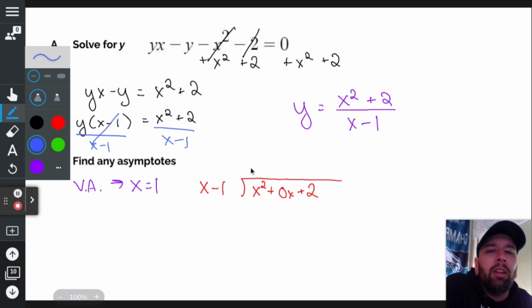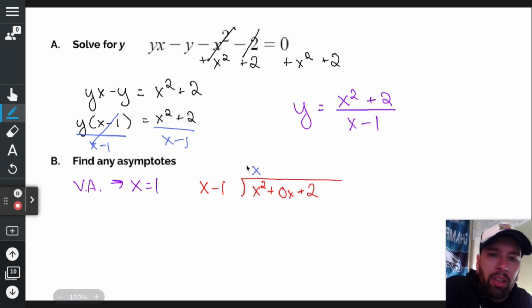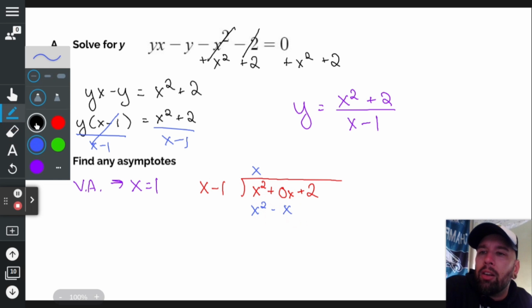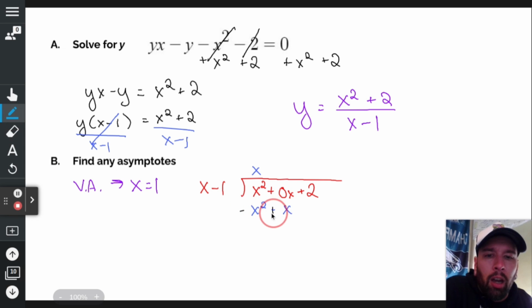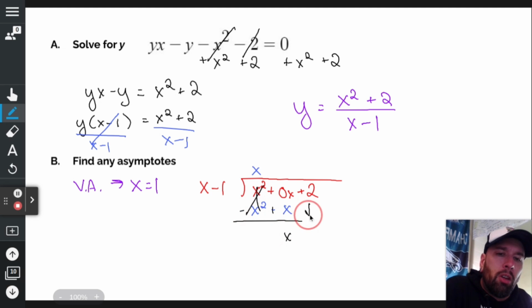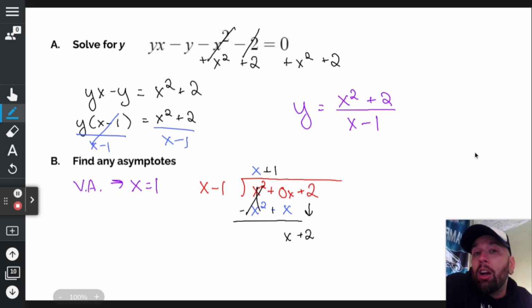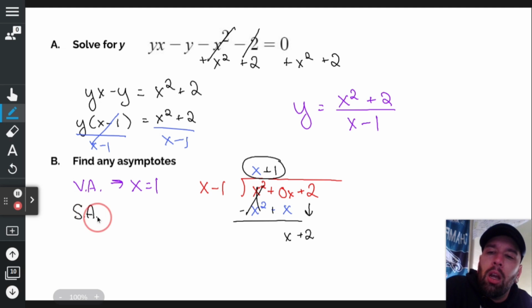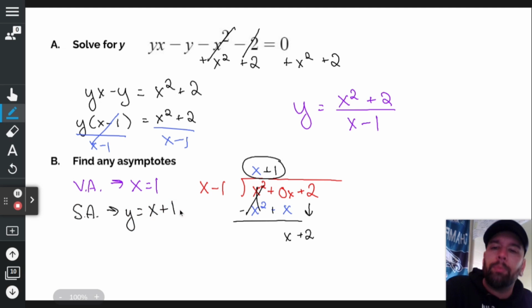So x times what is x squared? x times x is x squared. Take that x, multiply it to this factor here: x squared minus 1x, so just minus x. You subtract the entire row, which means you flip the signs of the entire row. You cross out, drop down x, drop down plus 2. x goes into x one time. I don't care about the rest because the remainder doesn't matter. That is my answer, which means that is my slant asymptote. So my slant asymptote is going to be the linear equation y equals x plus 1.